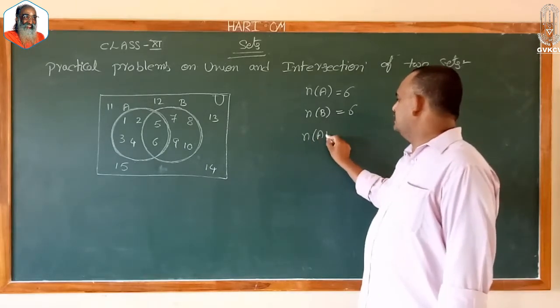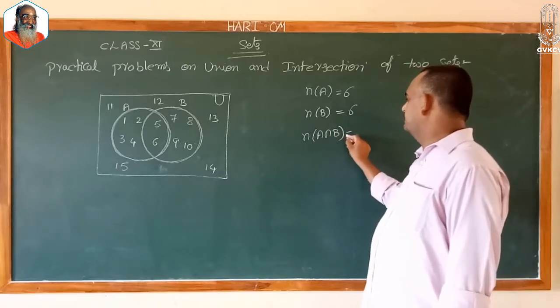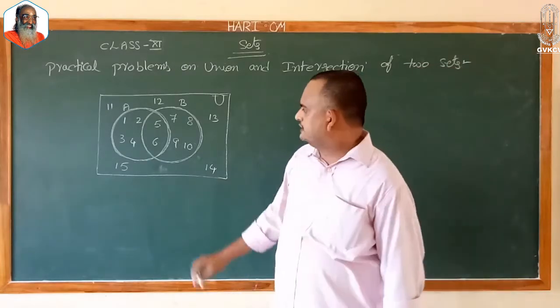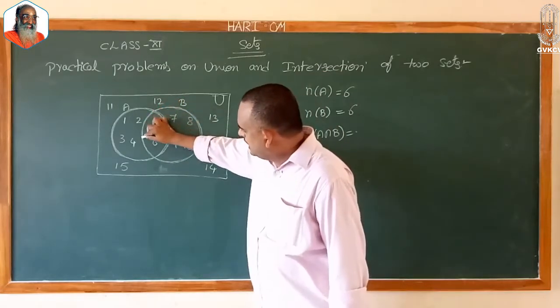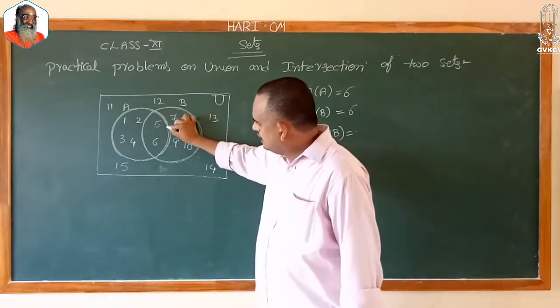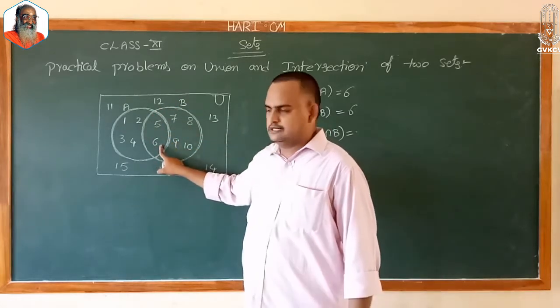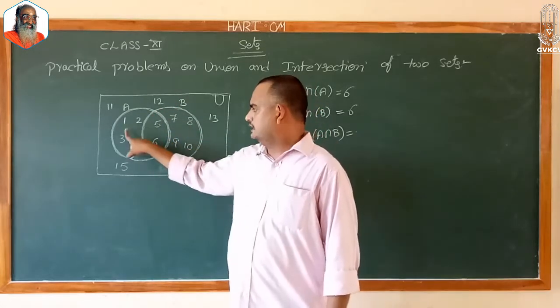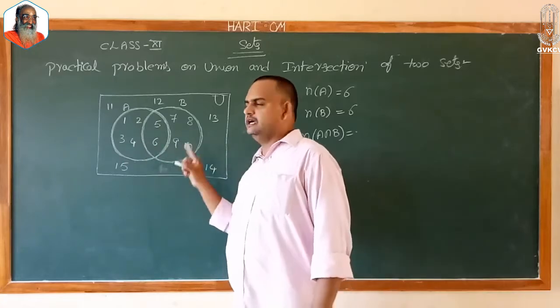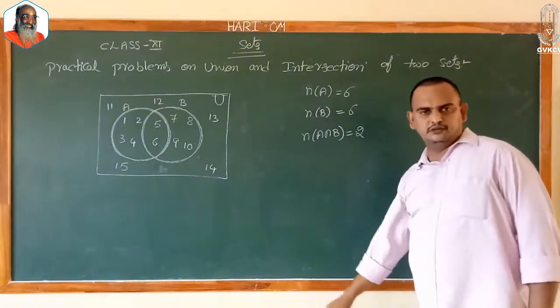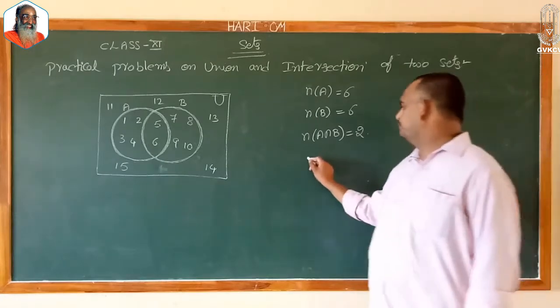Now n of A intersection B. Intersection means common elements. What is the common area we have? This is the common area, and 5, 6. These two elements are in set A and also in set B. So the number of elements in A intersection B is equal to 2.